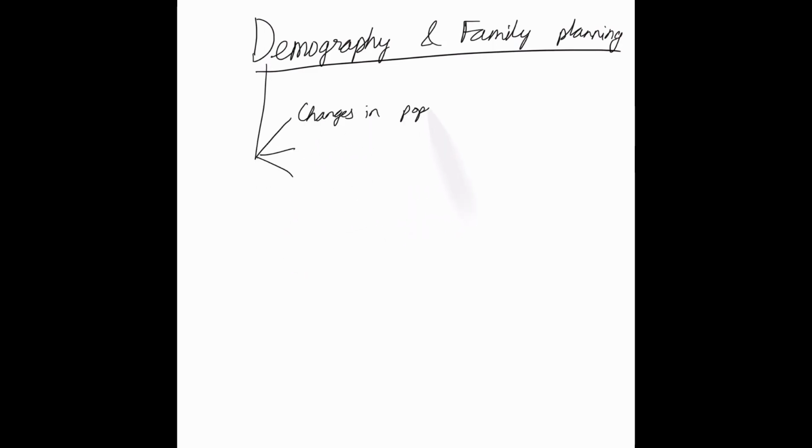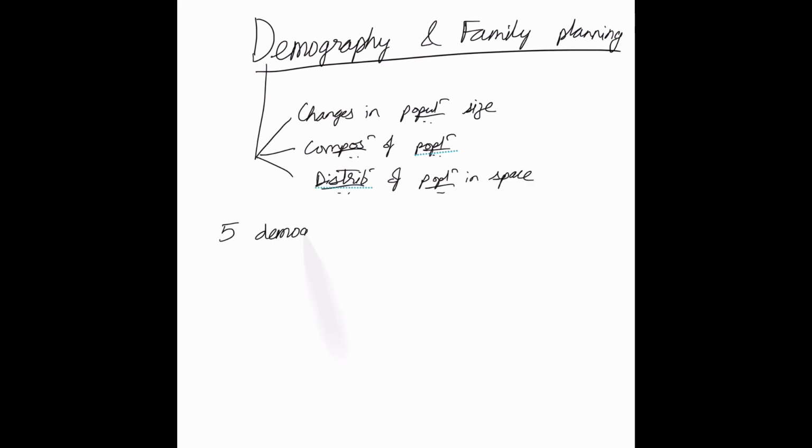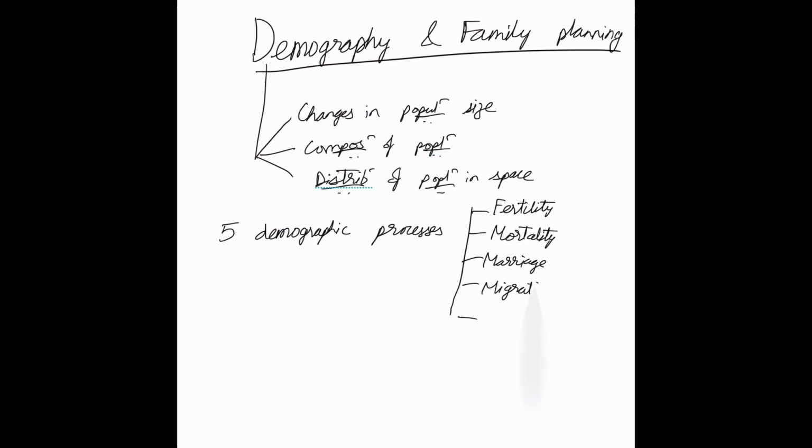So today we'll be discussing the chapter Demography and Family Planning. Demography basically deals with three main components: changes in population size, composition of the population, and distribution of the population in space. And there are five demographic processes that are defined: fertility, mortality, marriage, migration, and social mobility.